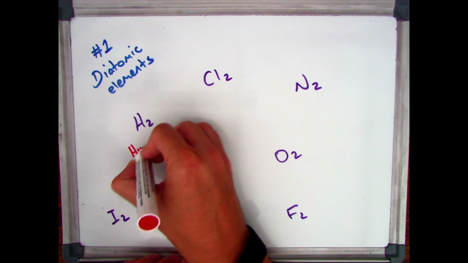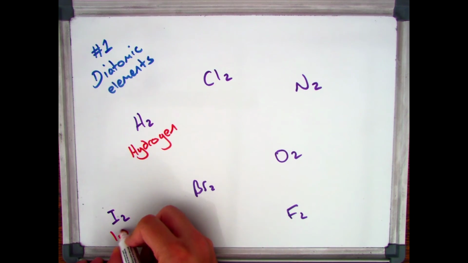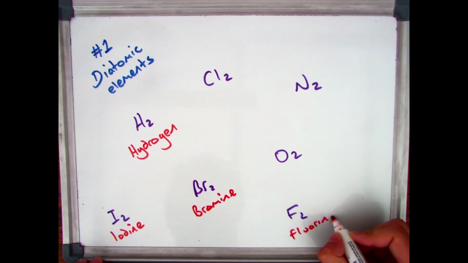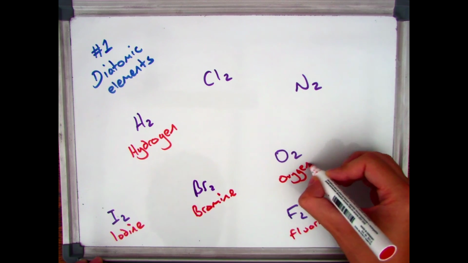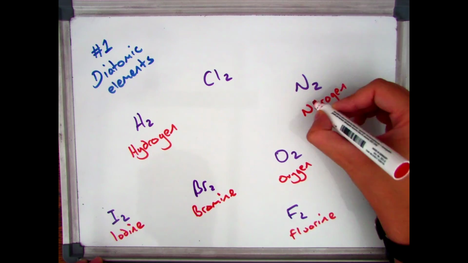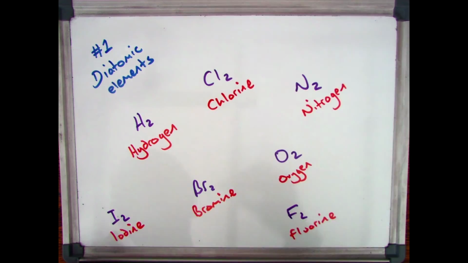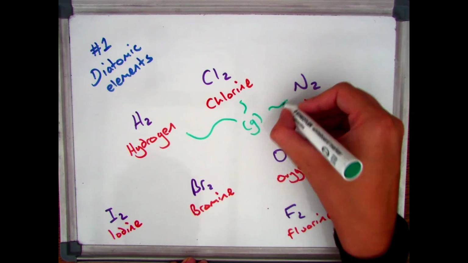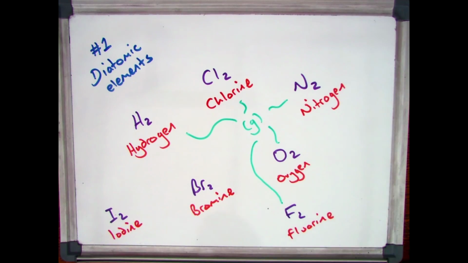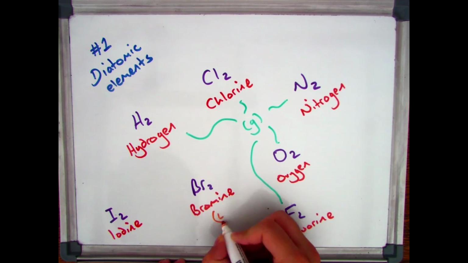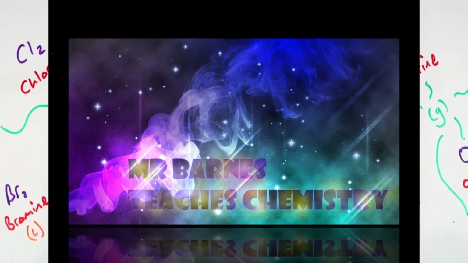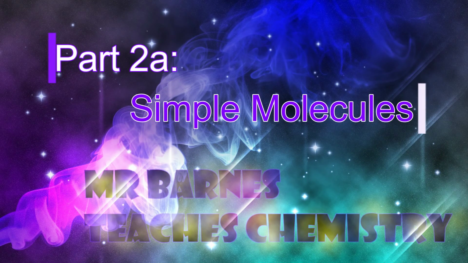Okay, so if we start off with H2 then, that's hydrogen. I2 is iodine, Br2 is bromine, F2 is fluorine, O2 is oxygen, N2 is nitrogen, and Cl2 is chlorine. So these are the ones you've got to remember that go around in pairs and are diatomic. It's also important to remember that all of these are gases except for bromine, which is a liquid, and iodine, which is a solid. On to part 2 then, and the first section of this is looking at simple molecules.